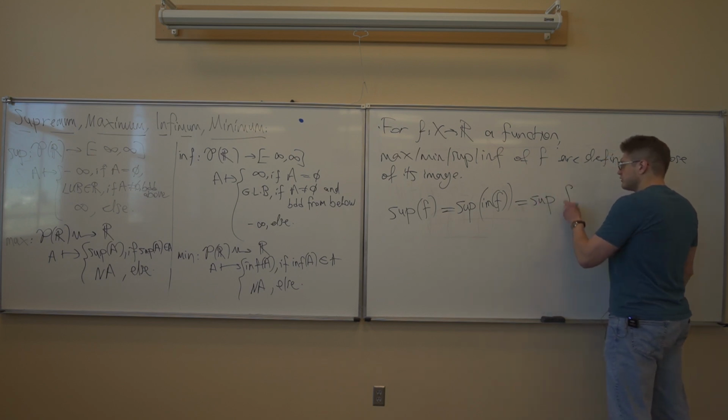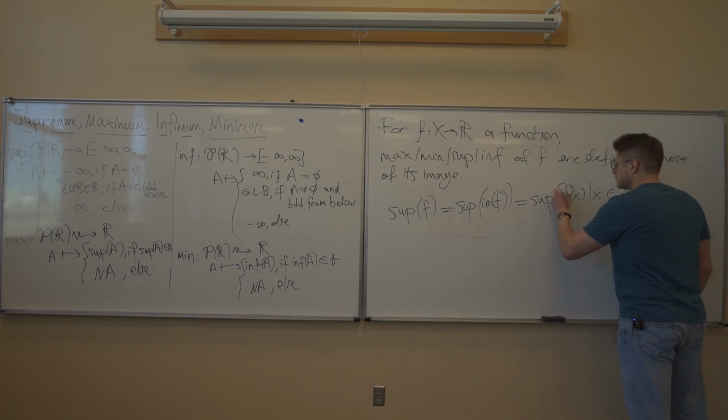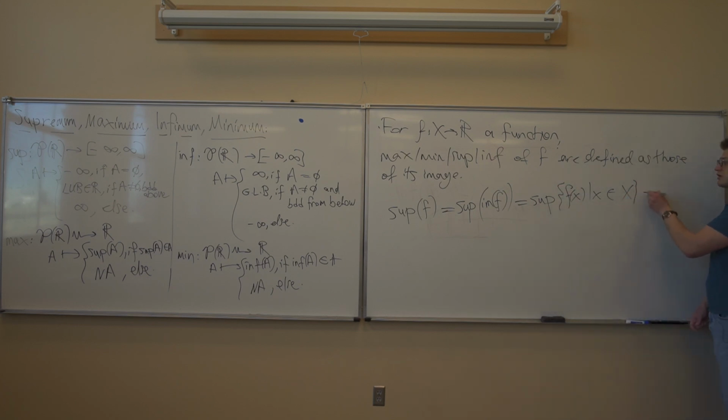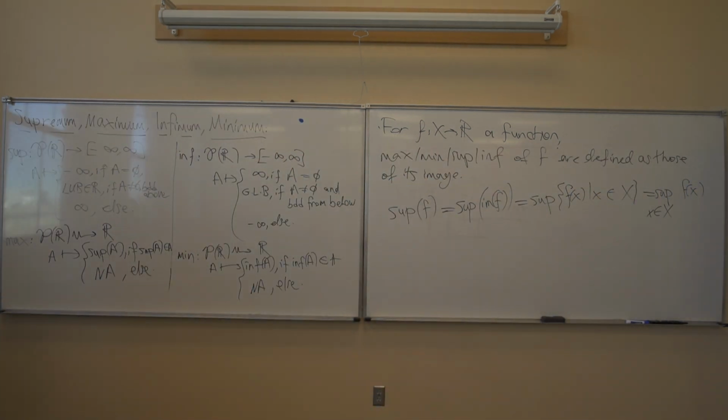You can also see these notations: sup of f of x such that x is in X. Or people like to abbreviate it like this: sup of f of x where x, lowercase x, varies in uppercase X. So you take f of x for some arbitrary lowercase x and then you optimize it. You get the best, you get the highest one. And similar notations hold for min and inf and all that stuff.